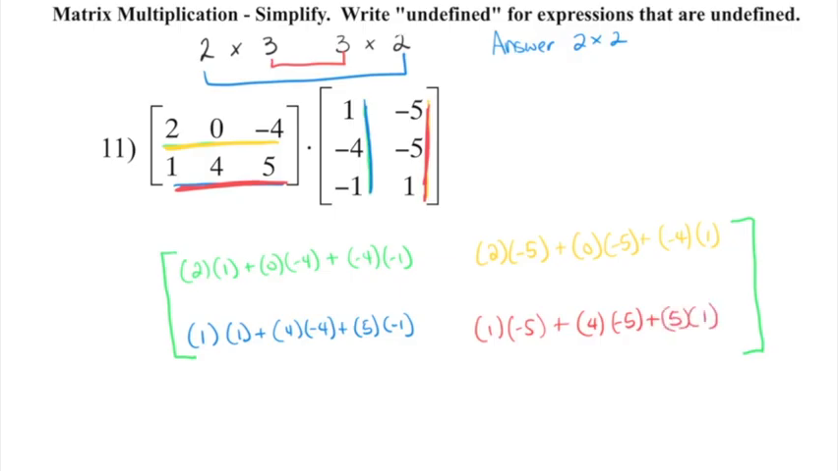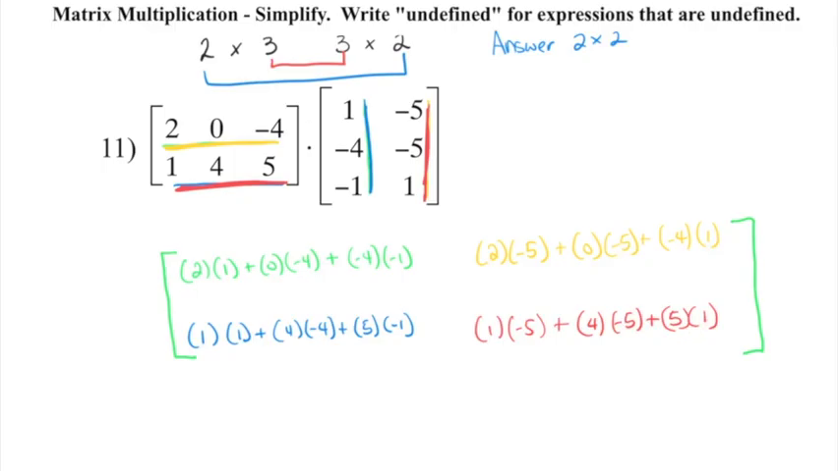Some things I want to point out, a quick check of, did I put these together correctly? If you look across the rows, your first numbers will be the same. I have 2 and 2, 0 and 0, -4 and -4. All right, my second row, 1 and 1, 4 and 4, 5 and 5. So when you look across the rows, your first numbers should be the same. When you look down the columns, your second numbers should be the same: 1 and 1, -4 and -4, -1 and -1, -5 and -5, -5 and -5, 1 and 1.